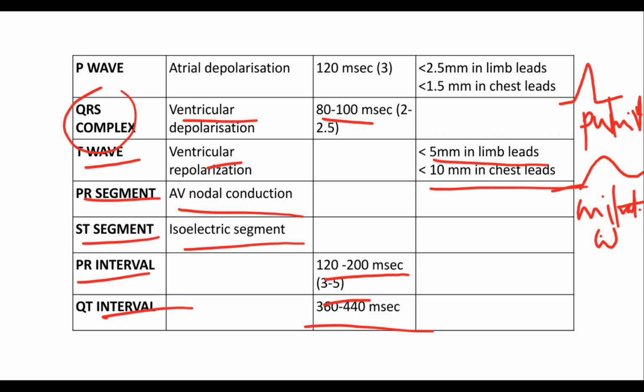QT interval is 360 to 440 millisecond. In males and females, there is a little bit of difference, but anything more than 450 can be considered as a QT prolongation. So avoid drugs that can predispose them to further torsades de pointes and fatal arrhythmias.